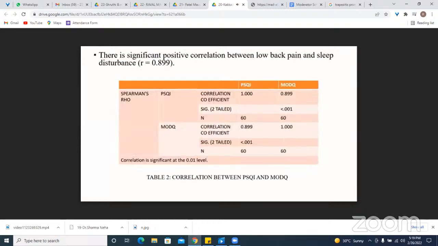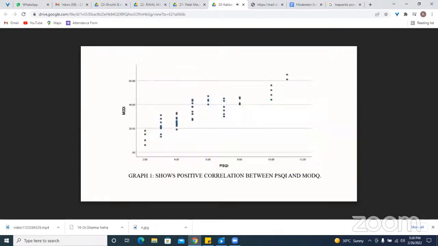So from the result, it shows that there is a significant positive correlation between low back pain and sleep disturbance with an r value of 0.899. The result shown below shows the positive correlation between the Pittsburgh Sleep Quality Index and the modified Oswestry low back pain disability questionnaire. The dot graph shows the positive correlation between both the scales.